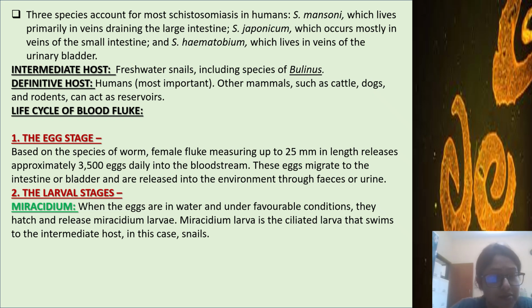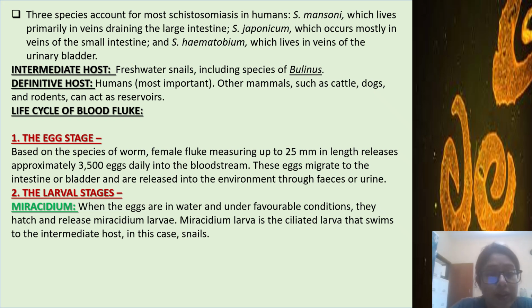Life cycle of blood fluke. At first, the egg stage. Depending on the species of worm, the female fluke, measuring up to 25 millimeters in length, releases approximately 3,500 eggs daily into the bloodstream. These eggs migrate to the intestine or bladder and are released into the environment through feces or urine. Next, the larval stages.